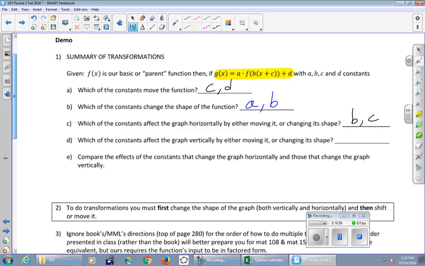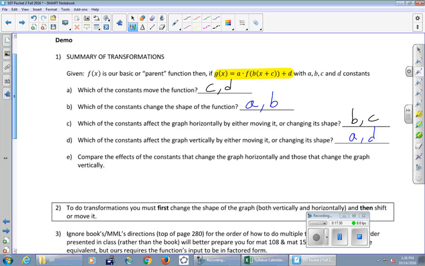Which of the constants affect the graph vertically? Must be the other 2 letters, but take a look. How can you tell that those are the ones? Because they're outside the function. A and D. Okay, and then it says compare the effects of the constants that change the graph horizontally and those that change the graph vertically. I'm not sure what that means. So let's go to the box.